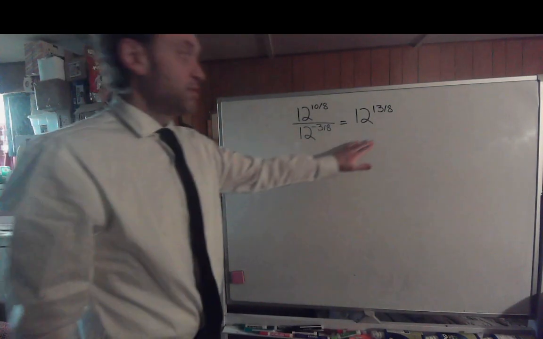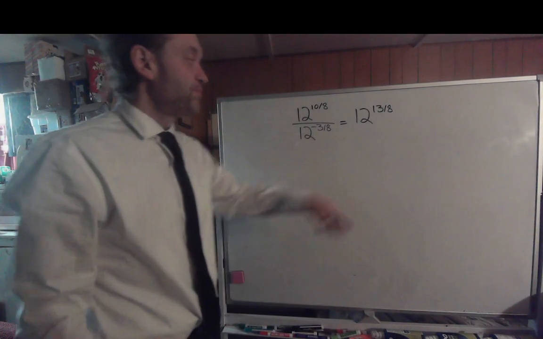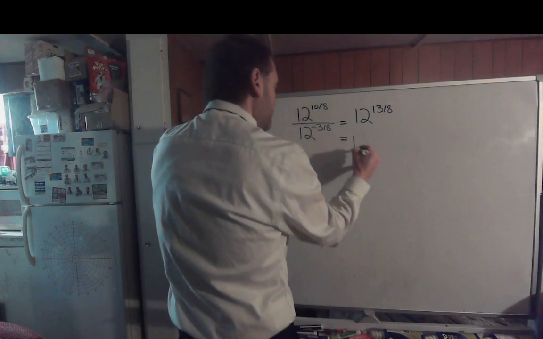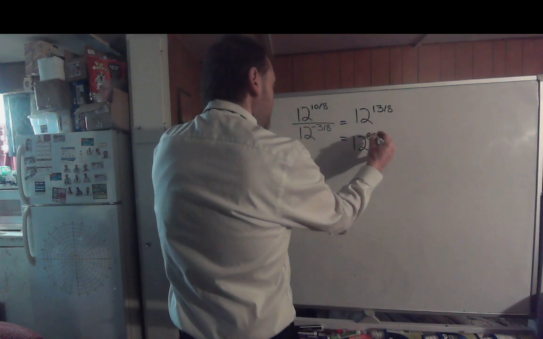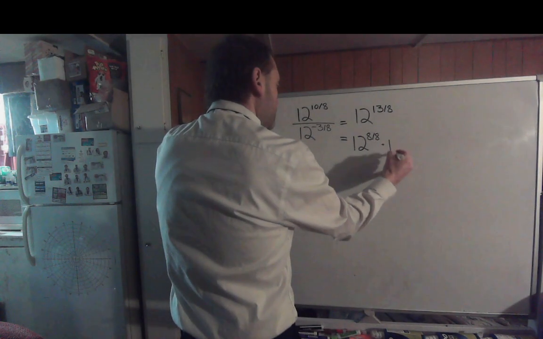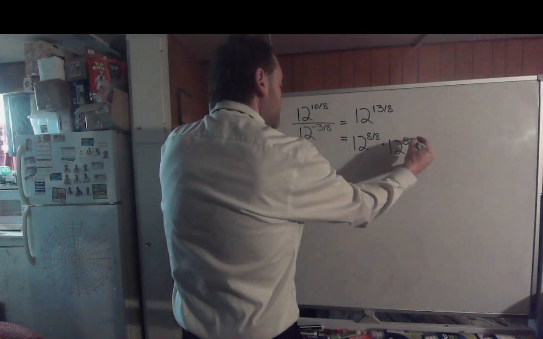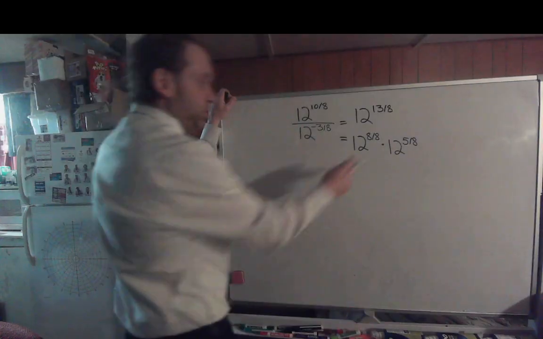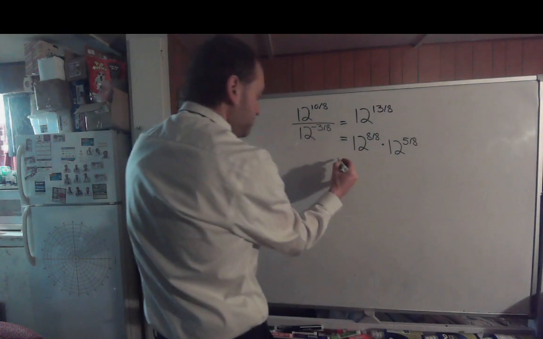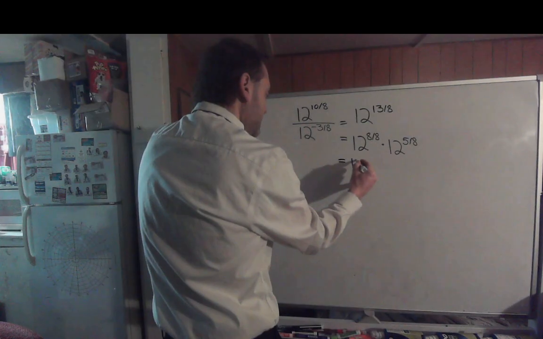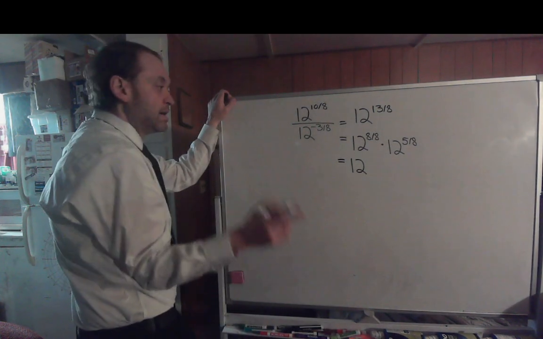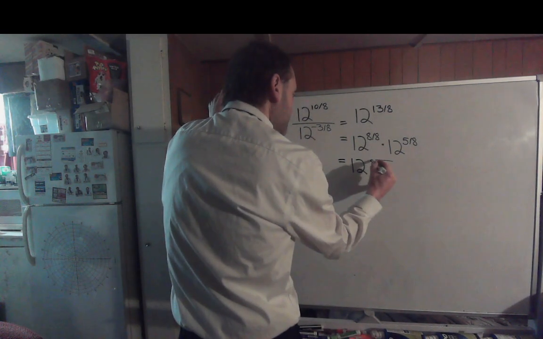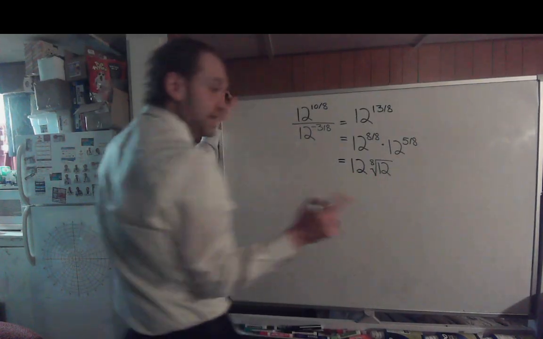Well, we need to simplify this a little bit further. 12 to the 13/8, isn't that the same as 12 to the 8/8 times 12 to the 5/8? That would give you 12 to the 13/8. Well, 12 to the 8/8, that's simply 12 to the first. You would end up getting 12 times the 8th root of 12 raised to the 5th power.